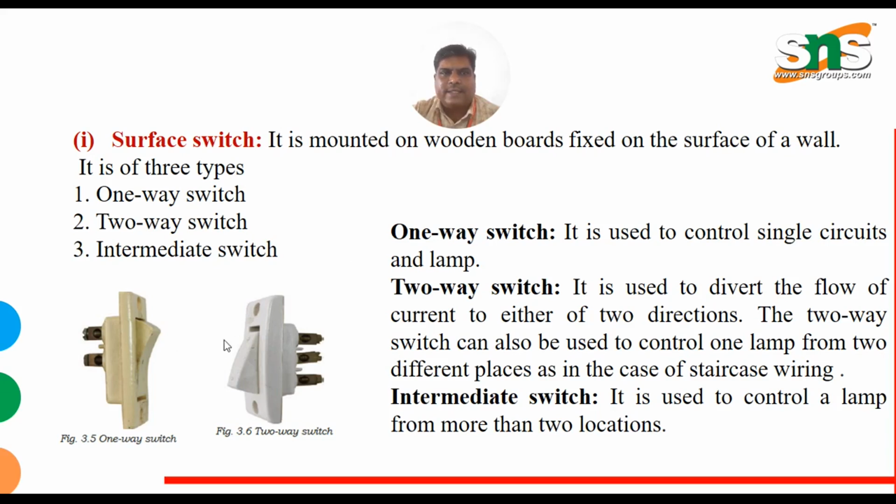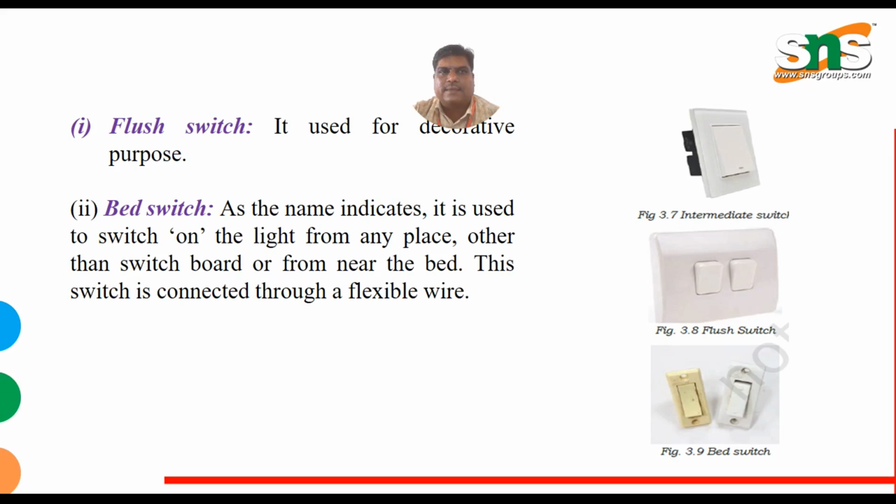This is called the surface switch. It is mounted on a wooden board fixed on the surface of a wall. It is of three types: one-way switch, two-way switch, intermediate switch. One-way switch is used to control single circuits and lamps. Two-way switch is used to divert the flow of current in either of two directions. The two-way switch can also be used to control one lamp from two different places, as in the case of staircase wiring. Intermediate switch is used to control a lamp from more than two locations.